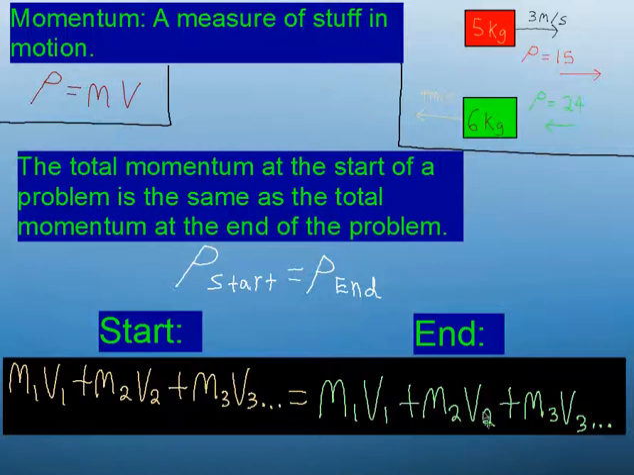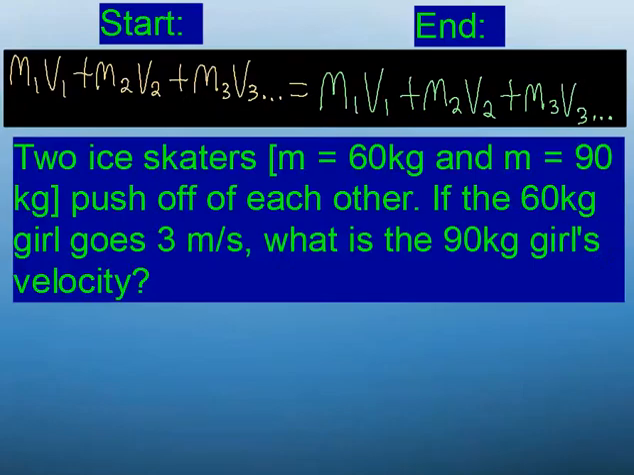And then when you add them all up at the end of the problem, that number had better be the same. Now, typically the masses aren't going to change very much in the problem. It's the velocities that are going to get messed around. So maybe you have one object that gets faster and another one that gets slower. But at the end of the problem, everything's going to balance out so that the total momentum remains unchanged.